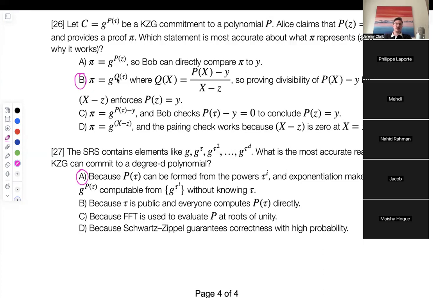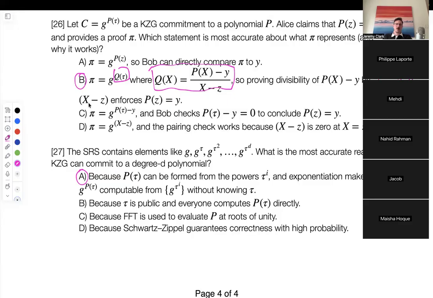The proof is going to be a commitment to q, where q is the polynomial where you slide it down by y, so now it's a root. And because it's a root, x minus z will evenly divide that polynomial. So the divisibility of this by x minus z will enforce the fact that p of z equals y. I viewed this as sort of an easy question. It looks maybe complicated because of all the math, but this is the direct definition of KZG if you go to the notes.